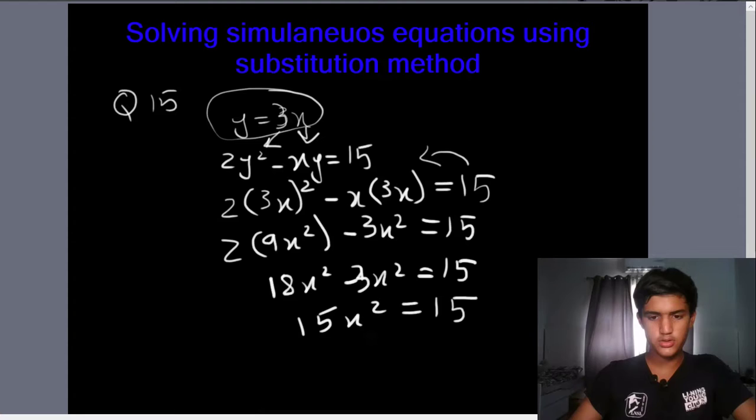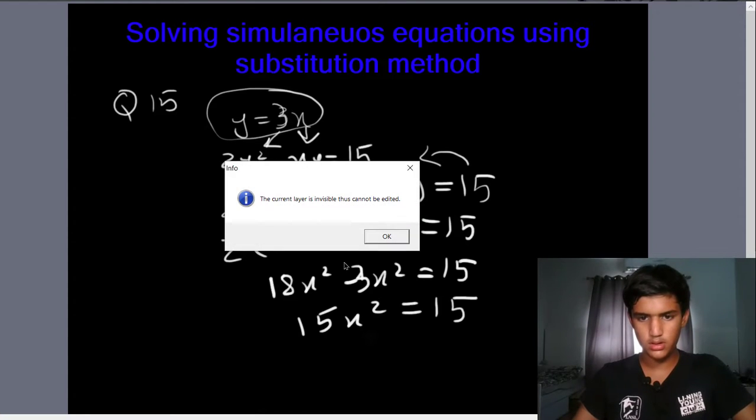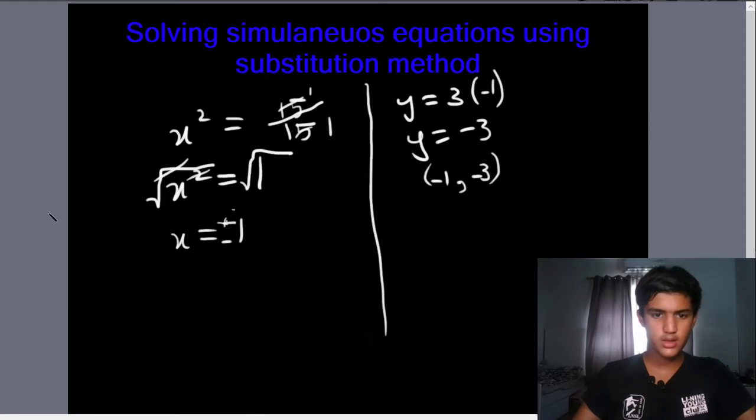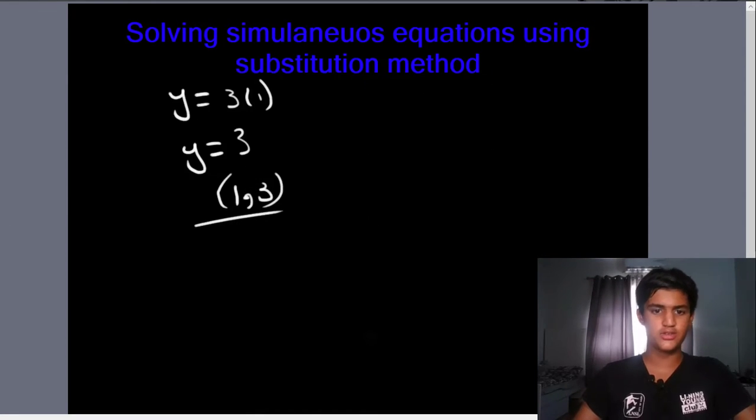This was step 1, turning the equation into a rather simpler equation. Then this was step 2, solving the equation and then putting the value of x from the first equation into the second equation.